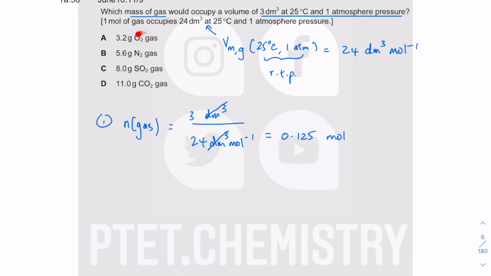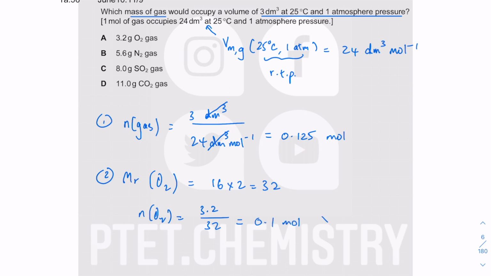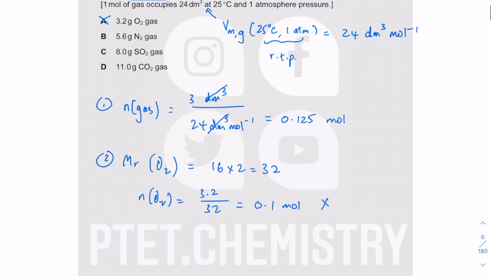So now my job really is to go through the options and convert the mass related to the molecular mass of each of these species and find which one corresponds to 0.125 mole. So in terms of molecular masses, I can work out the molecular mass of oxygen is 16 times 2, so that's 32. So the mole of O2 is going to be 3.2 divided by 32. I can tell you that's not the answer because it will not give you 0.125. This is 1/10, so that is just 0.1. Just checking on my calculator. So this is not what we are looking for. A is not the answer.